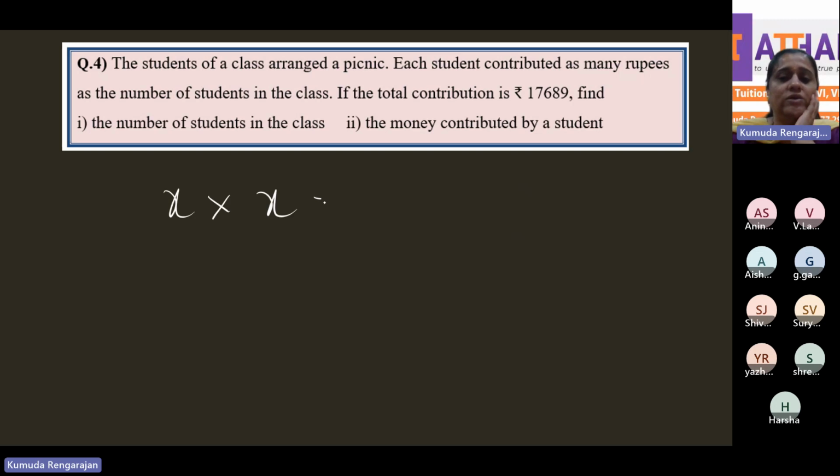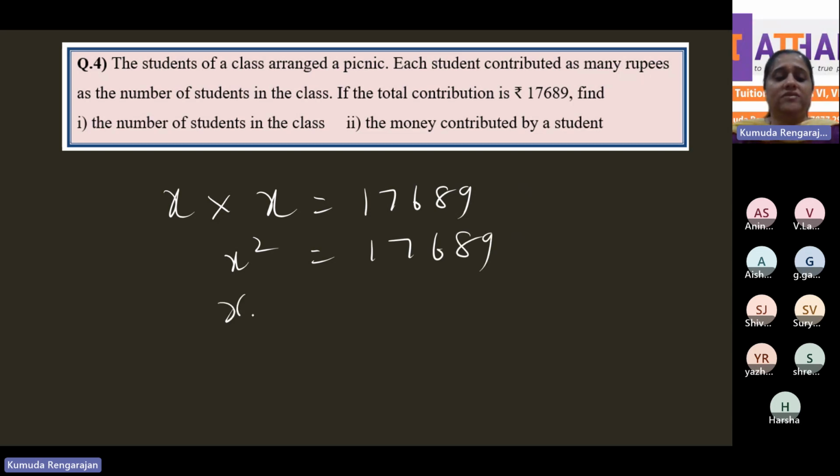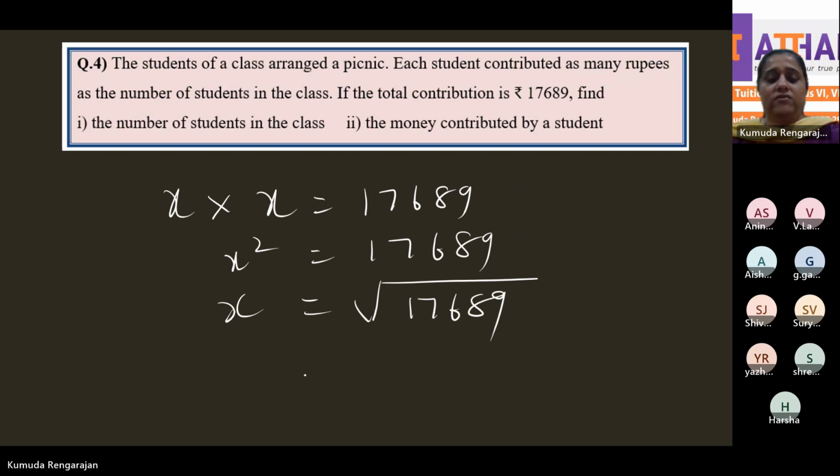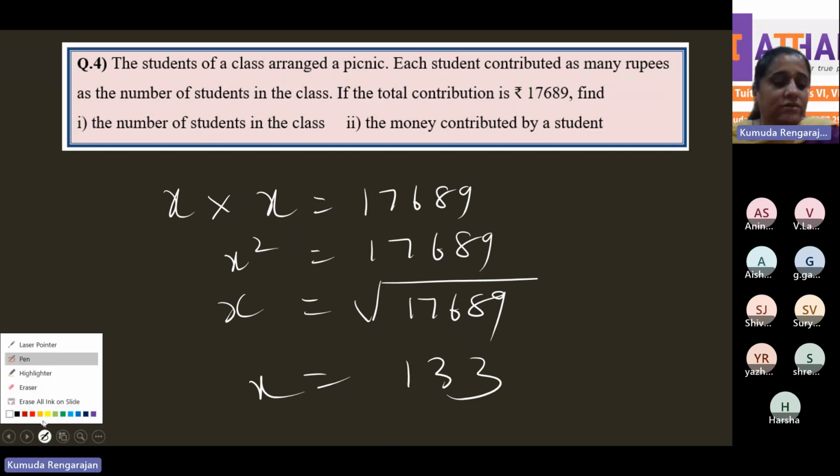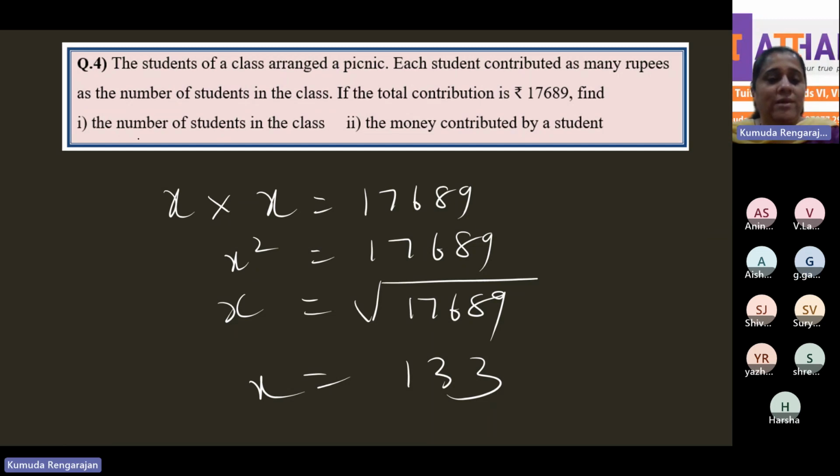X into X is equal to 17,689. X square is equal to 17,689. X is equal to the square root of 17,689, which looks to be 133. Yes, ma'am, that is the answer. Very nice. So number of students, 133. Amount contributed by each student, 133.